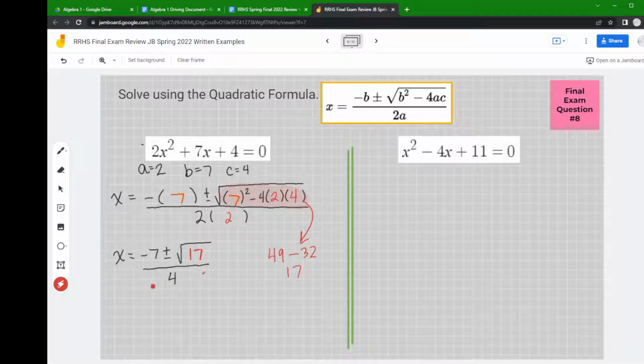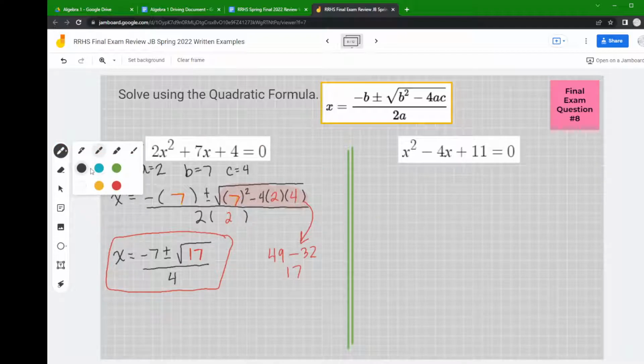Now, if you were trying to convert this to a decimal, you're not doing that on this test, but you might see it on a standardized test. You would break this into 2 equations, one where this is a plus, and one where this is a minus, and you would solve that out and get an approximation. But this gets you to the exact answer. Kind of ugly, but there it is.